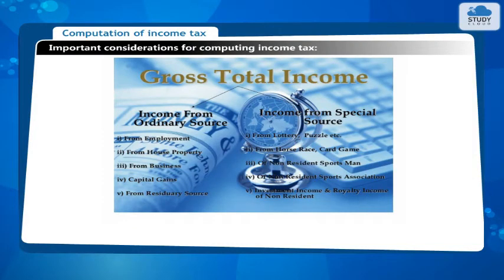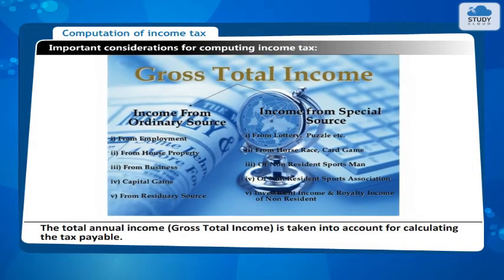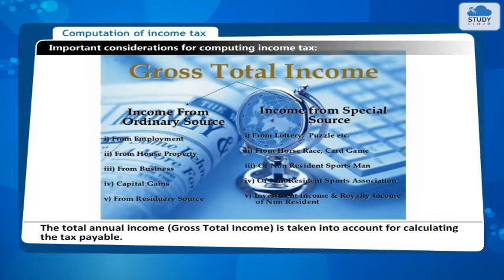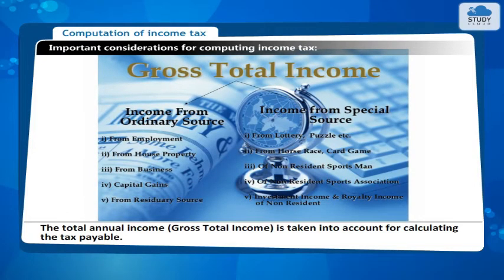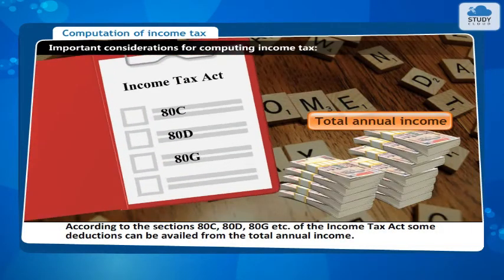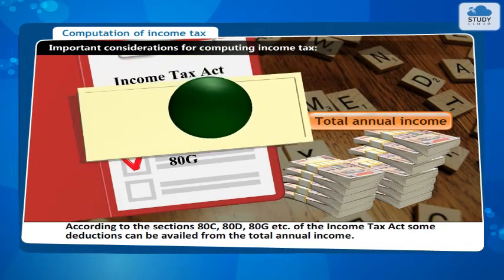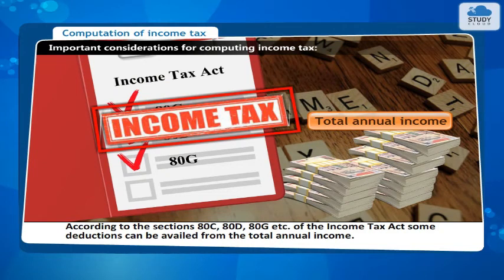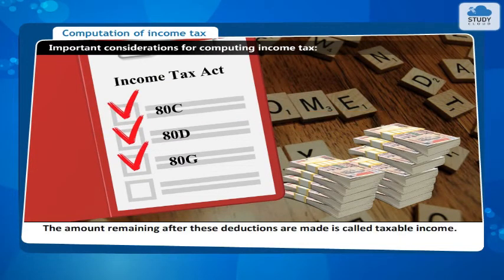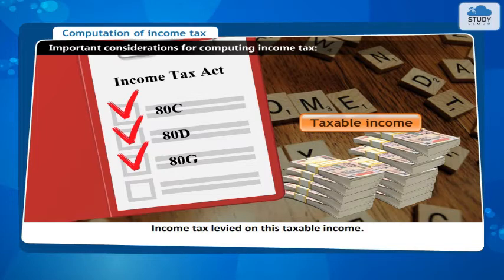Important considerations for computing income tax. The total annual income, gross total income, is taken into account for calculating the tax payable. According to sections 80C, 80D, 80G, etc. of the Income Tax Act, some deductions can be availed from the total annual income. The amount remaining after these deductions are made is called taxable income. Income tax is levied on this taxable income.